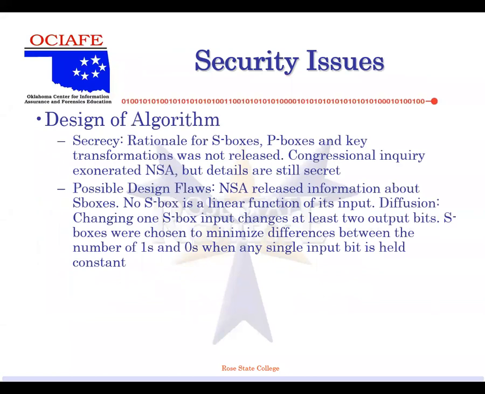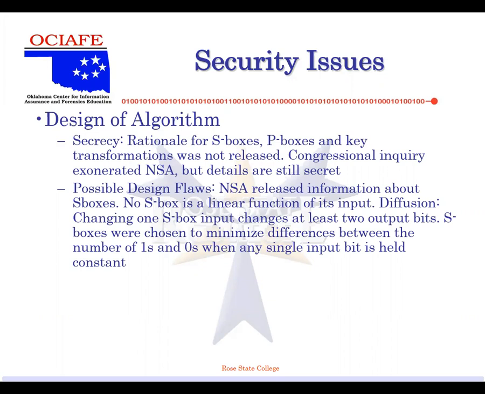Some issues. You need to know the issues. You need to know a couple things out of here. Okay, secrecy. The rationale for the S boxes, P boxes, and the key transformation was never released. The congressional inquiry exonerated NSA, but details are still secret. We don't know why. It's NSA. Exactly.